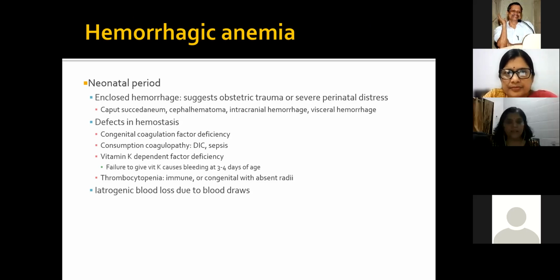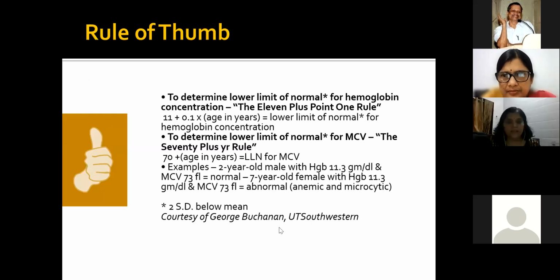So there is a rule of thumb. How do you determine the lower limit of normal? We have an 11 plus 1 rule. Whatever your age in years, that plus 11 will give you the lower limit of normal for your hemoglobin concentration. And for your MCV, the rule is 70 plus the age in years, which will be your lower limit of normal for your MCV.